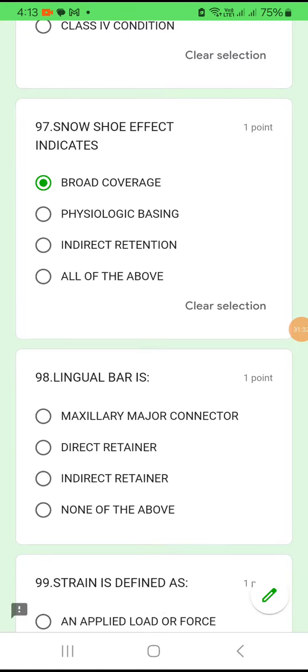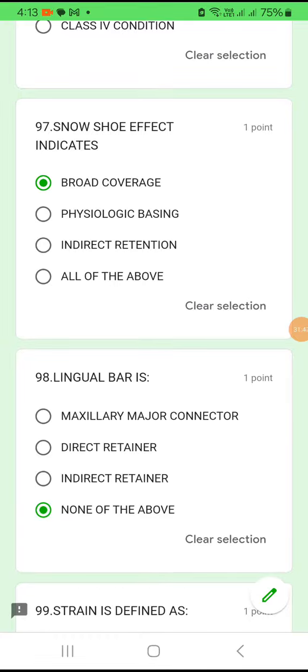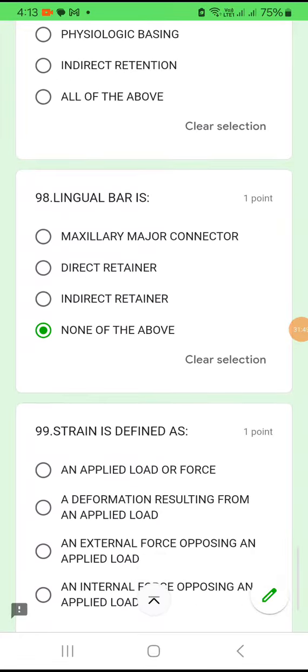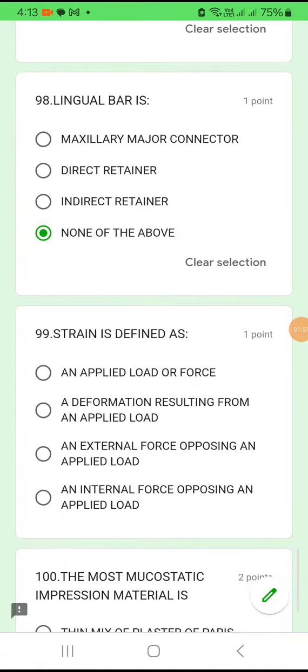Okay. Question number 98. Lingual bar is a maxillary major connector or direct retainer or indirect retainer or none of the above. Lingual bar is not a maxillary major connector. It is not a direct retainer. It is not an indirect retainer. So none of the above is the answer. Lingual bar is none of the options given above.